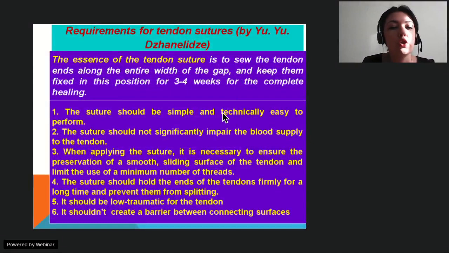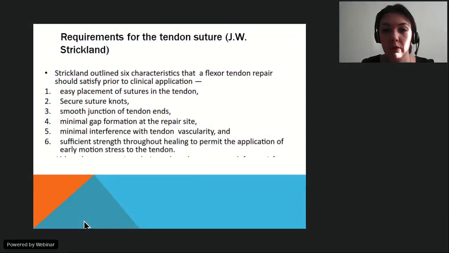Okay, so what are the requirements? First of all, the suture should be simple and technically easy to perform. The suture shouldn't significantly impair blood supply of the tendon. When applying the suture, it is necessary to ensure the preservation of a smooth sliding surface of the tendon and limit the use of threads to a minimum number. The suture should hold the ends of the tendons firmly for a long time and prevent them from splitting. It should be low traumatic for the tendon, and it shouldn't create a barrier between connecting surfaces. Actually, requirements for the tendon sutures are nearly the same as the requirements for the nerve sutures.